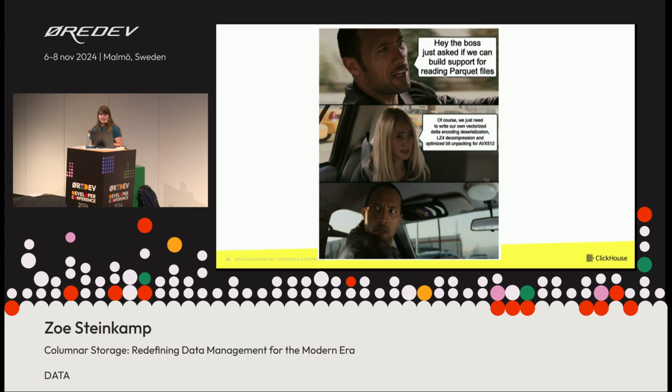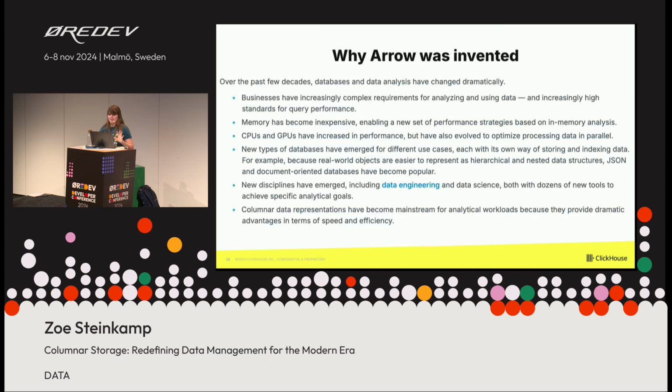So this is a funny little meme. It's basically saying, hey, the boss just asked if we can build support for reading our Parquet files. And it's saying that in the past, you would have needed to do your own vectorized delta encoding, deserialization, decompression, all this jargon. Basically it's saying that before Apache Arrow, more particularly Apache Arrow Flight, it was quite the nastiness to actually read Parquet files because there just wasn't an obvious way to do it. Nowadays, there's like 200 plus tools that can do it, so it's great. I'm so glad everyone's taking advantage of Apache Arrow and we don't have to deal with it.